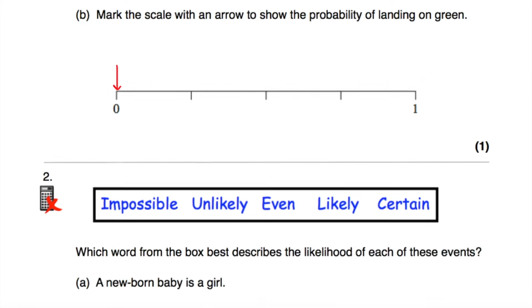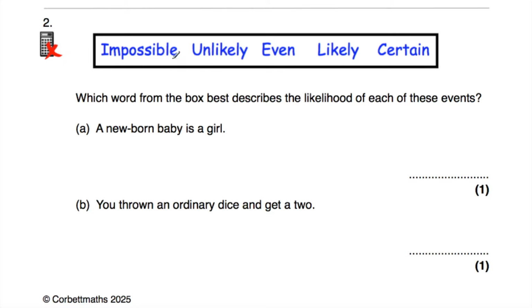Okay, let's look at our next question, question number 2. We've got some words here: impossible, unlikely, even, likely and certain. And the question says which word from the box best describes the likelihood of each of the following events. Part A says a newborn baby is a girl. Obviously a newborn baby can either be a boy or a girl and there's an even chance of either of them. So we're going to write even chance there. There's a 50-50 chance, even chance. We say even chance rather than 50-50, but it's an even chance.